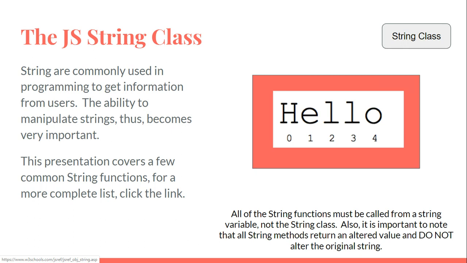A couple of things are important, written down here. All of the string functions must be called from a string variable, not the string class. And also, it's important to note that all string methods return an altered value and do not change the original string. So they're going to temporarily change some things to return it, but the original string will stay intact the way that it was when it started.